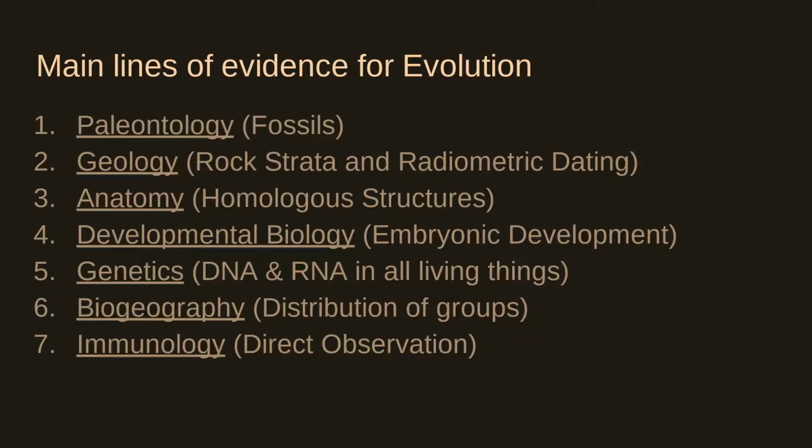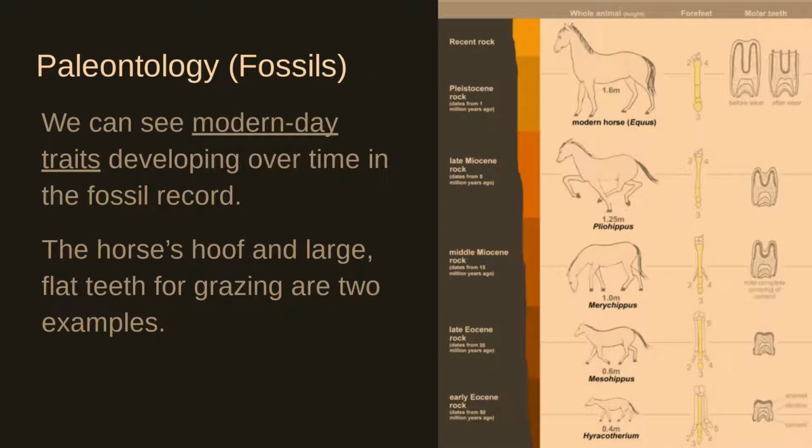Anyways, continuing on, we talked about our main lines for evolution. Let's start moving through these. Our first one is going to be paleontology. So, paleontology is a study of fossils and rocks and stuff like that. Actually, no. Geology is a study of rocks. Paleontology is a study of fossils. My bad. We're going to talk about geology in a second.